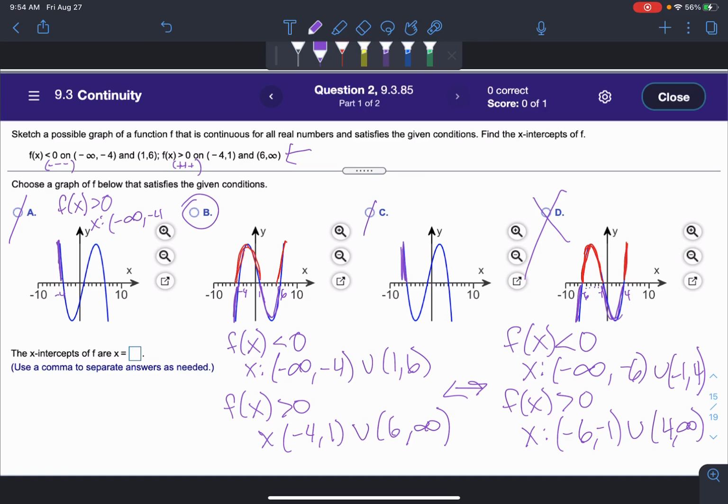And we already used the x-intercepts in our analysis, but basically they're, again, where we cross the x-axis. So -4, -1, and 6.